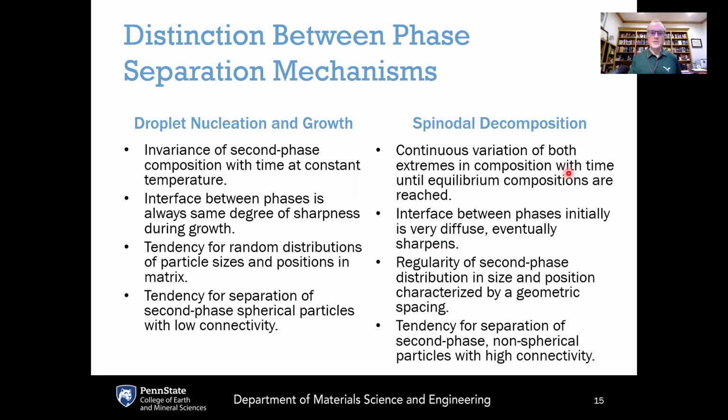On the other hand, with spinodal decomposition, we have a continuous variation of both extremes in composition with time until the equilibrium compositions are reached. There is an initially very diffuse interface between the phases, which sharpens up over time. And there is a tendency towards regularity of second phase distribution in size and positions, characterized by a characteristic geometric spacing. And there's a tendency for separation of second phase non-spherical, very elongated types of phases with a high degree of connectivity.